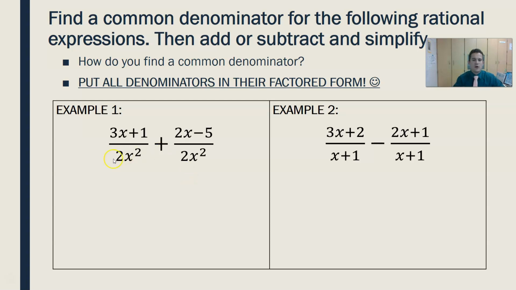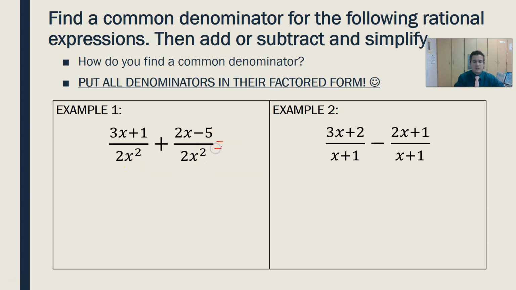So reminder, how do I find a common denominator? I'm going to write each of these denominators in factored form. So I have 2x squared, which is 2 times x times x. Here, I'm going to write this in factored form, which is 2 times x times x. Notice these are exactly the same. I already have a common denominator. So I'm going to go ahead.